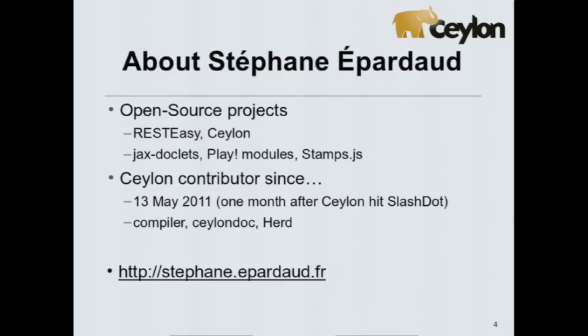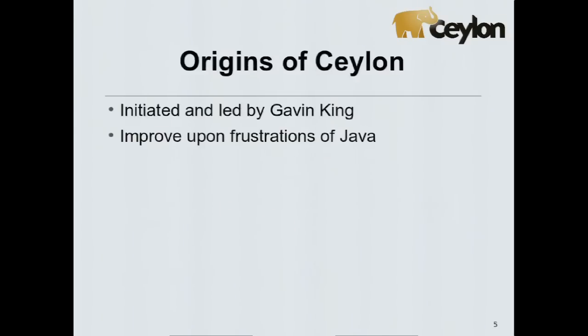I write the JVM compiler. We have actually a JavaScript compiler as well, so we'll talk more about that later on. And then a bunch of tools like Ceylon Doc and Herd, which we'll present later on. Good.